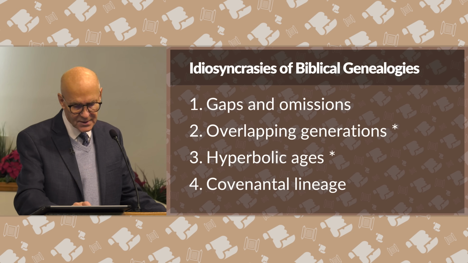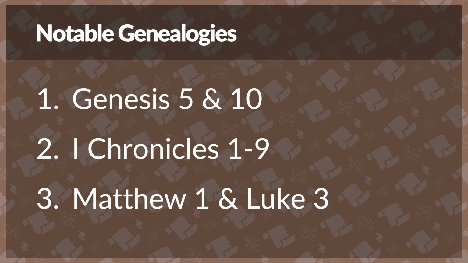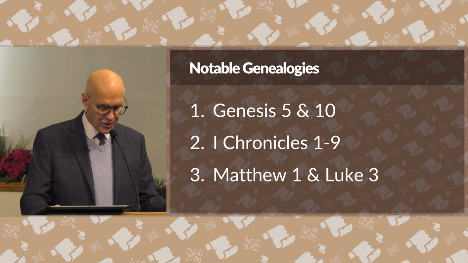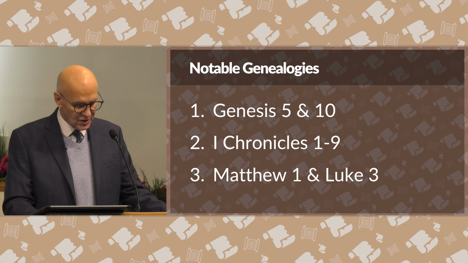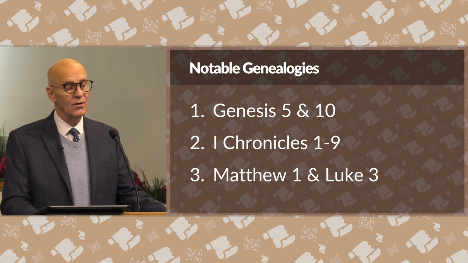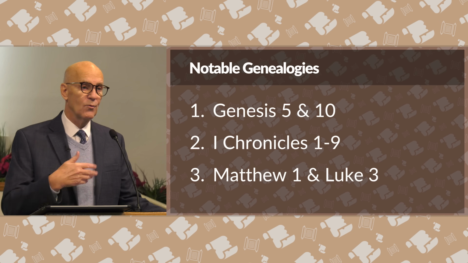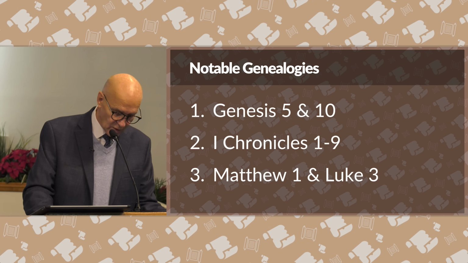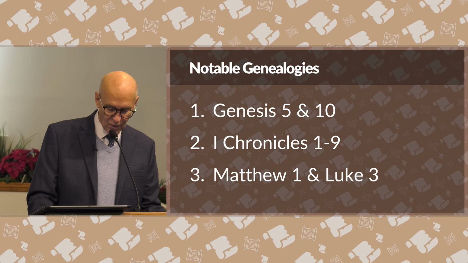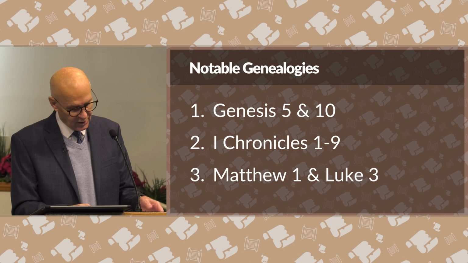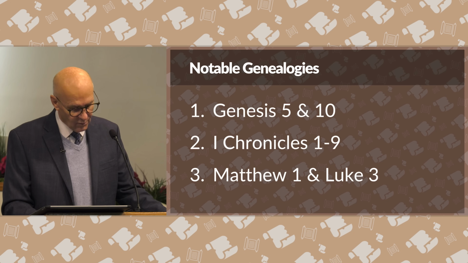And then there are some examples of notable genealogies. The genealogy in chapter 5 of Genesis and chapter 10. These genealogies trace humanity's origins and the dispersion of nations, emphasizing God's sovereignty over His creation. Of course, the genealogies that we're studying in I Chronicles chapters 1 to 9 begin with extensive genealogies to affirm the post-exilic community's continuity with Israel.